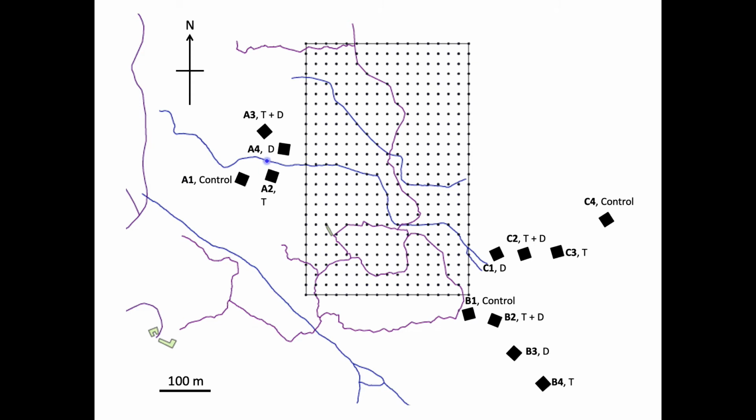And so these plots went into 3 spatial blocks, Block A, Block B, and Block C. You see that within each of these blocks you have a control. You have a trim with no detritus, you have a detritus with no trimming, and you have a trim and detritus plot. Here in Block B you have a control, trim plus detritus, detritus only, trim only. Block C you have detritus only, trim and detritus, trim only, and control.